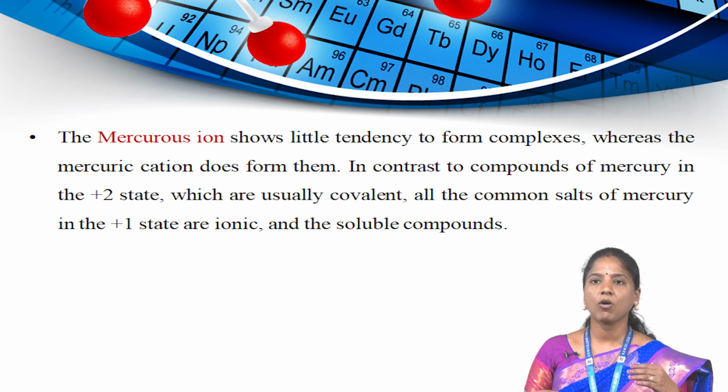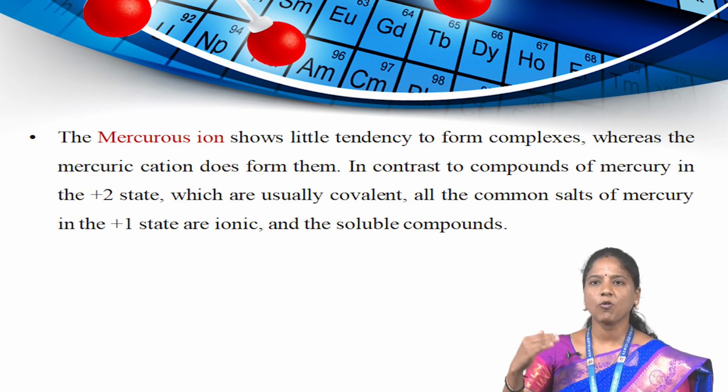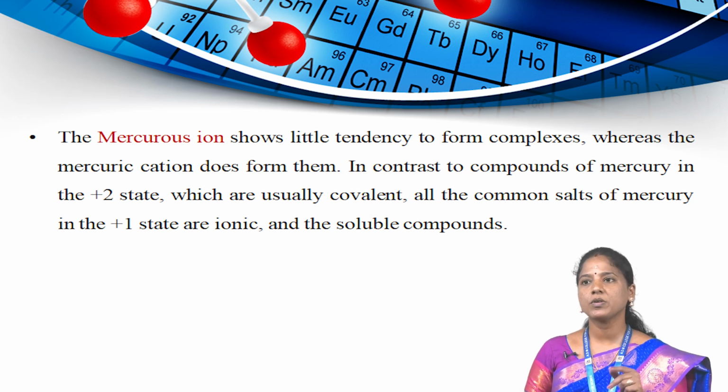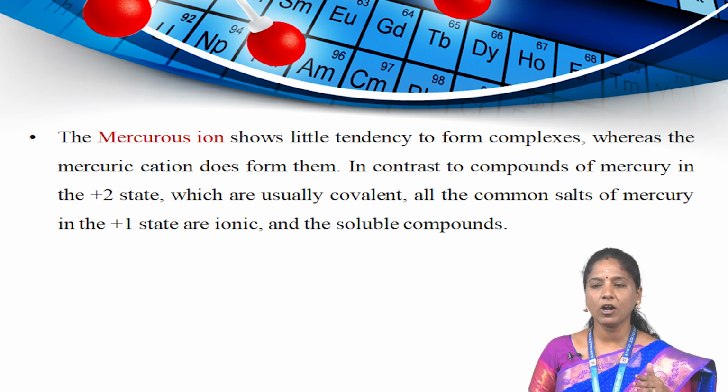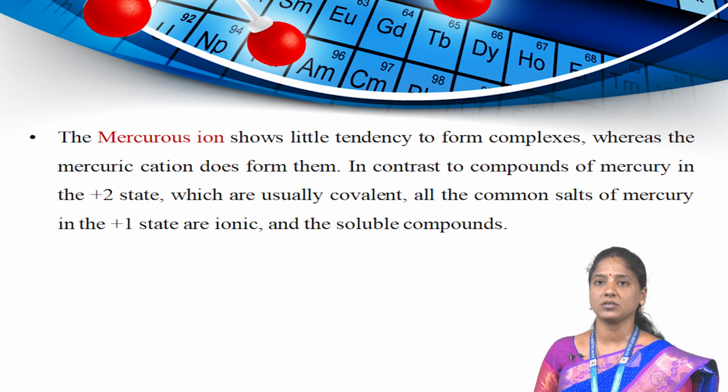In contrast to compounds of mercury in the plus 2 state, which are usually covalent, all the common salts of mercury in the plus 1 state are ionic, and soluble compounds, for example mercurous nitrate, show the normal properties of ionic compounds such as dissociation or breakup into separate ions in solution.